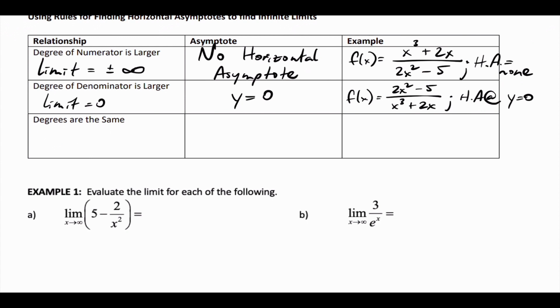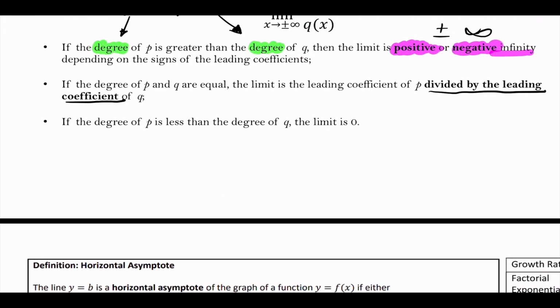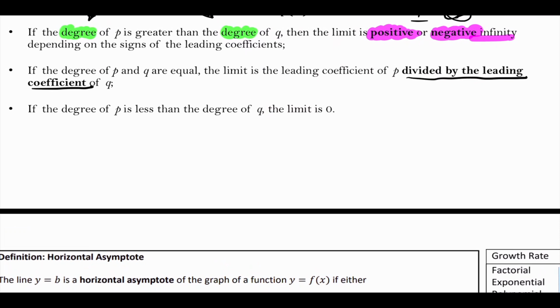Degrees are the same. So in other words, equally distributed. If they're equally distributed, what is the limit going to be? Leading coefficient of the top divided by the leading coefficient of the bottom. Just like we saw in the example earlier, right?